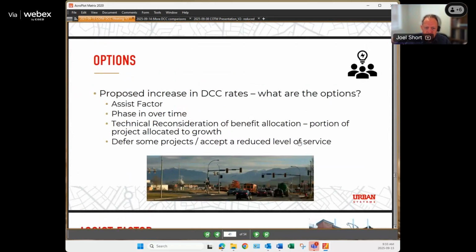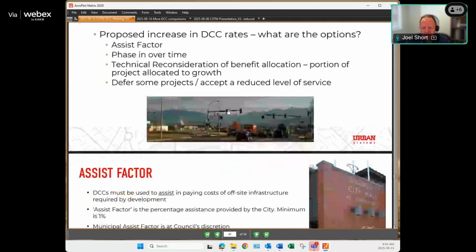Now, we talked about options. So things to think about in terms of moving forward. So what are the options? There's the assist factor. So you could increase the assist factor. This is a purely policy council decision on the assist factor. How much do you want to subsidize development? You could also phase it in over time. There's also a technical reconsideration of the benefit allocation, the portion of the project allocated to growth. Probably not a lot of room there, but there is that. And as we've already kind of touched on, defer some projects and accept a reduced level of service. So that's looking at the project list and thinking that through a bit more.